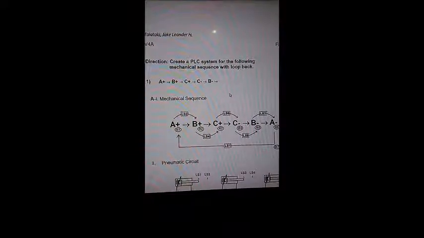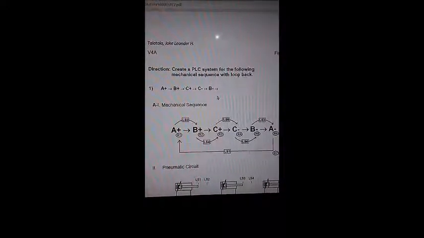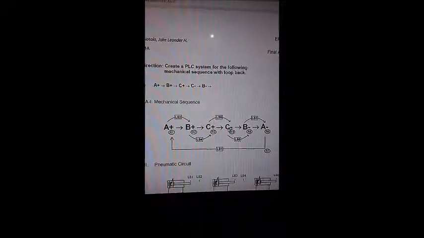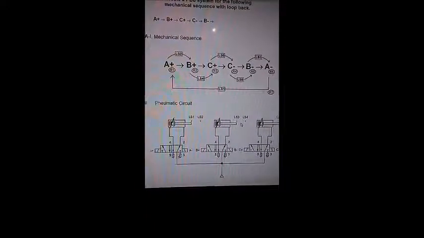Hello, now we will talk about the document of the final activity. First is the mechanical sequence: A plus, B plus, C plus, then C minus, B minus, A minus. Now we will go to the pneumatic circuit. The small triangular figure represents the compressed air that is connected to three different 5/2-way valves that are also connected to double acting cylinders.